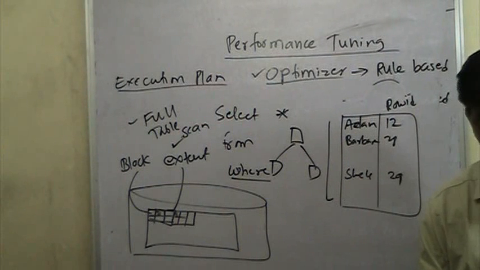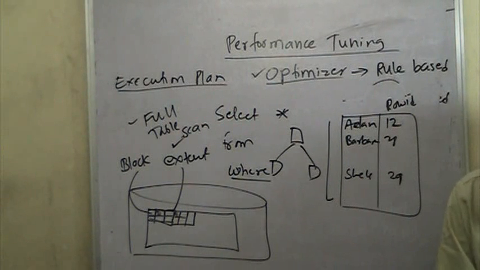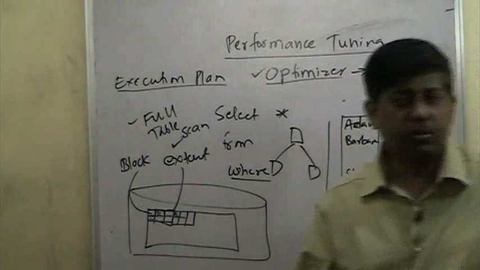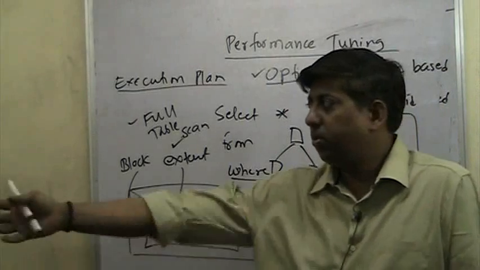Create a huge table with at least 2 million rows. Very quickly you can write a PL/SQL program to create 2 million or 3 million rows. So obviously there would be a whole bunch of blocks for that table.